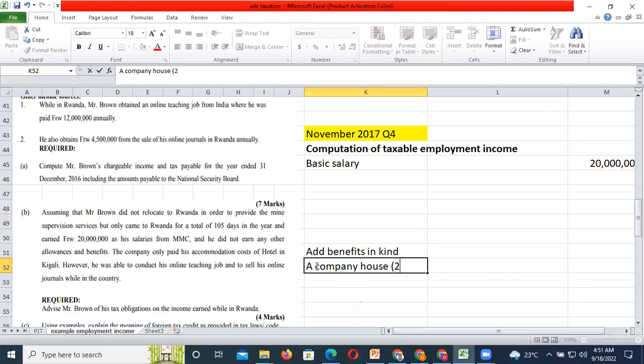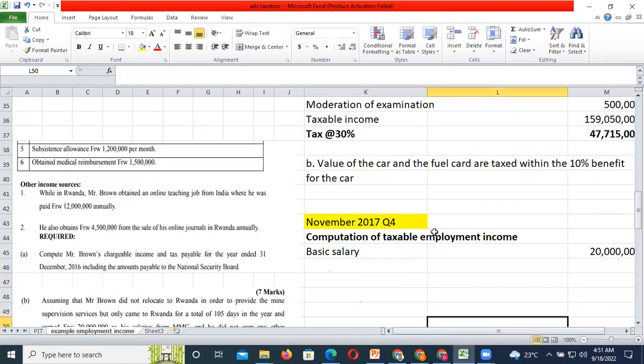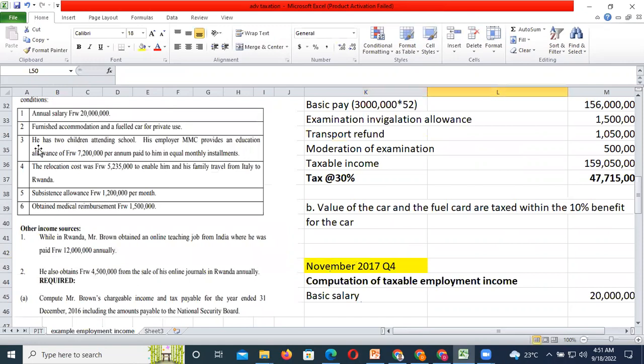And I have a company house, which I will calculate at 20% times. I have not yet got that. I also have a company car, which I will calculate at 10% times. I need that information. Okay, then I can come back.